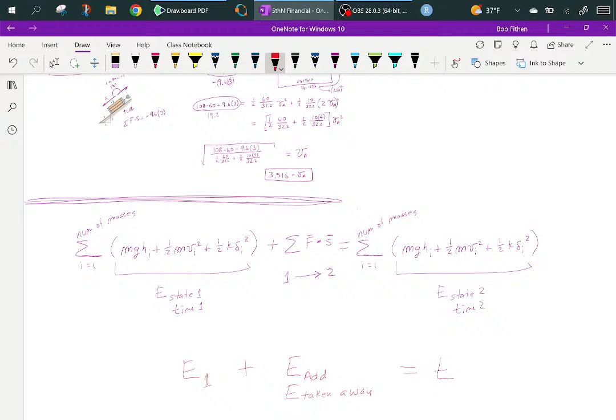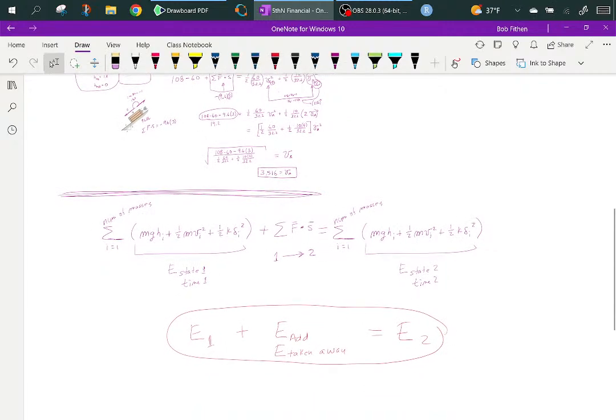And then you end up with, it's just basically energy accounting. Energy just doesn't disappear, so it's that simple. So that's kind of the generic form of everything.